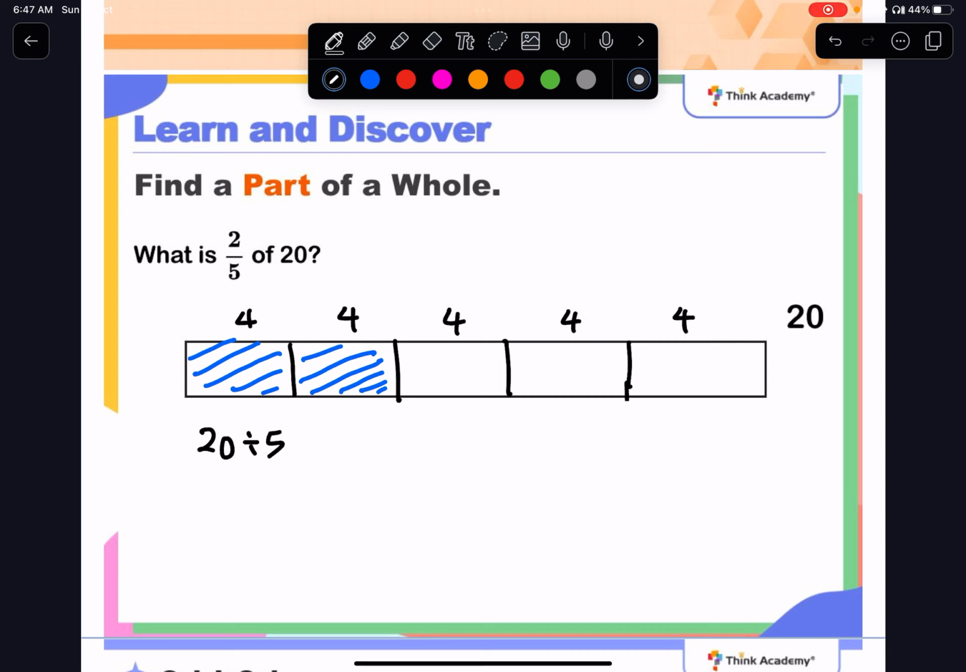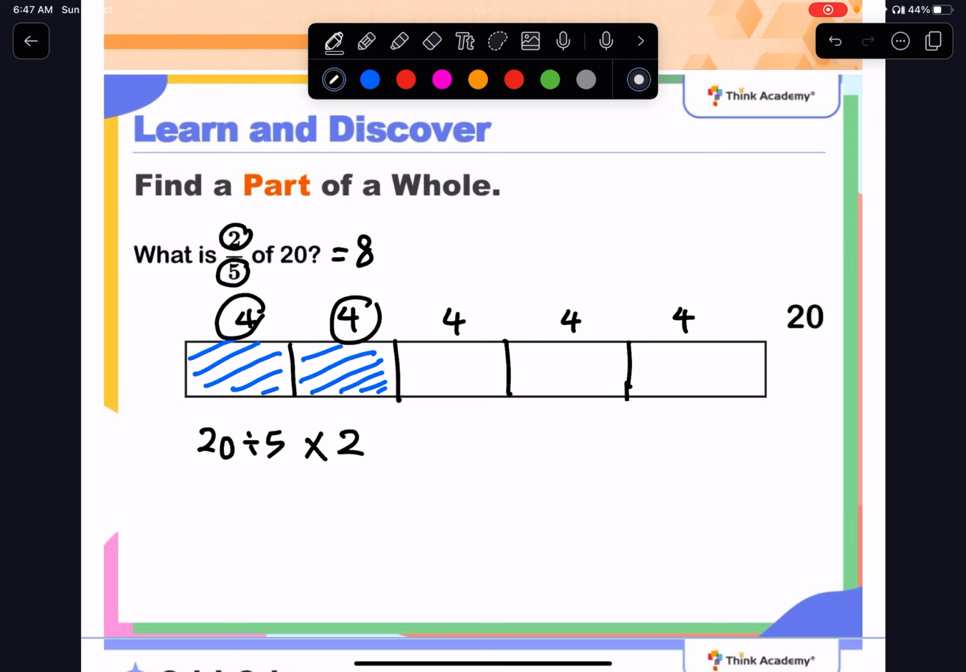And I take 2 sections out of these 5. So I want 2 of them, so I multiply it by 2. And after the calculation, you will find that 20 divided by 5 equals 4. 4 times 2 equals 8, right? So 2/5 of 20 is actually 8. So that is the bar model. How can I calculate a part from a whole? You can divide by the denominator, and then you multiply by the numerator.